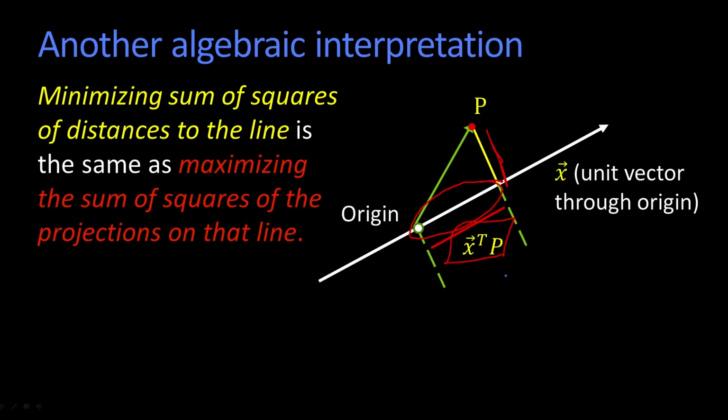X transpose P. X is some unit vector through the origin, and if we project P onto it, that's going to be the vector, and you want to maximize that length. So minimizing the sum of the squares of the distance to the line is the same thing as maximizing the sum of the squares of the projections on that line.